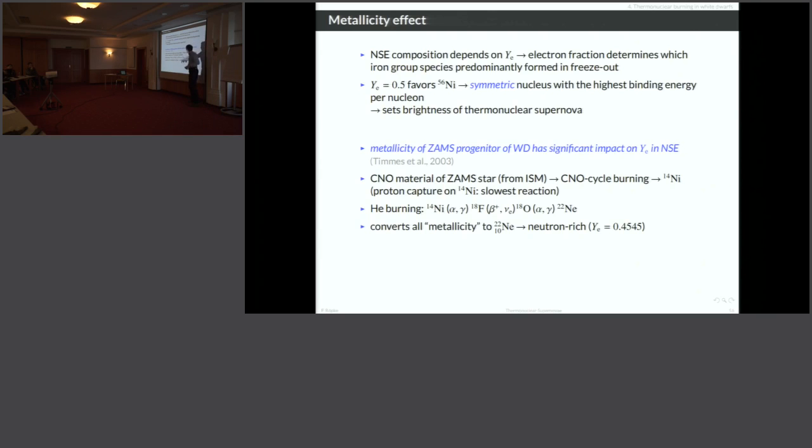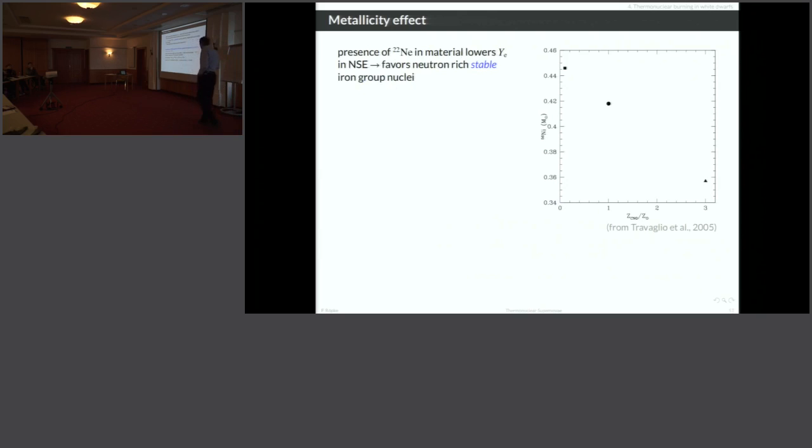And neon-22 is neutron rich. It has a YE of 0.4545. So this is a neutron rich nucleus. So therefore in the presence of neon-22 in the material, the YE is lowered in nuclear statistical equilibrium. And therefore, this composition then favors the production of neutron-rich stable nuclei instead of nickel-56.